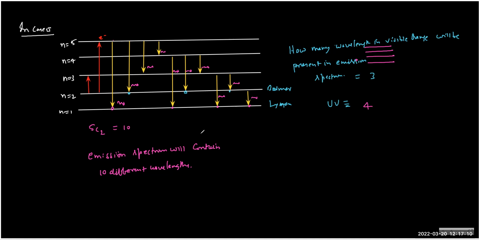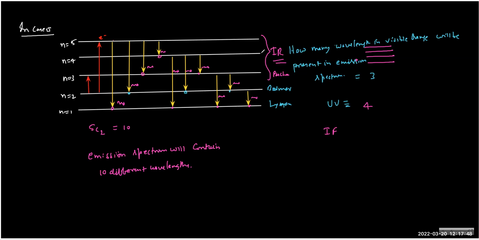So we have 4 UV rays, 3 visible rays, and how many infrared, including all, like near and far? You have to count every one. 1, 2, 3. Infrared means anything beyond that, so everything above is infrared. We say near infrared, far infrared; this is how we differentiate. So we have Lyman, Balmer, Paschen, Brackett, Pfund, and then one more, Humphrey.